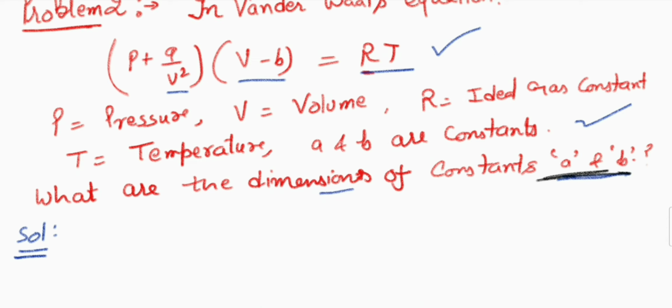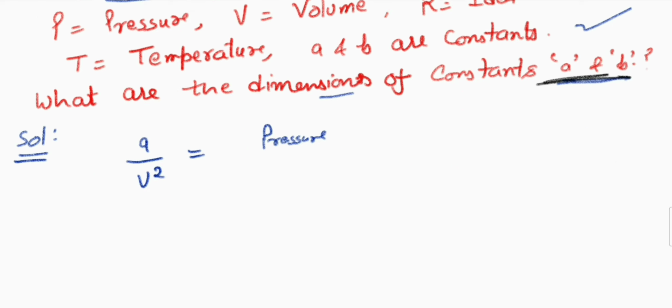We know that we always add or subtract the same physical quantities. So here, in P plus A upon V squared, P is our pressure, and this should also be a pressure because we can add pressure with pressure only. So it means A upon V squared has the dimensions of pressure. So from here A is equal to pressure multiplied by V squared.